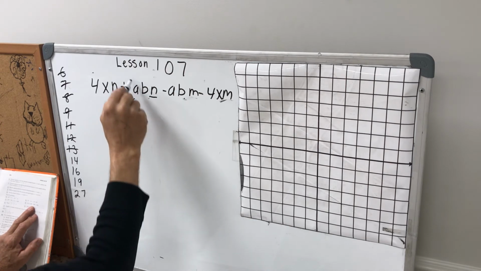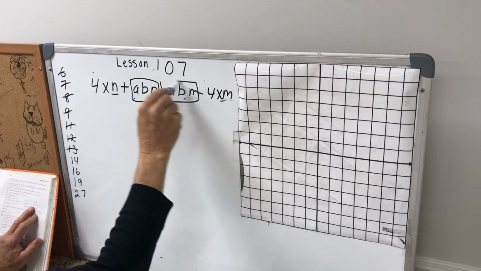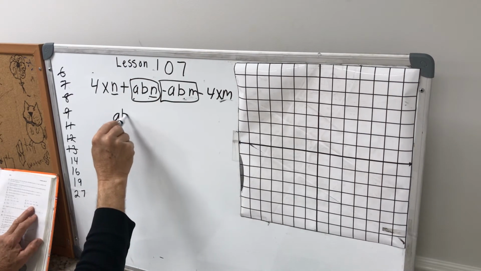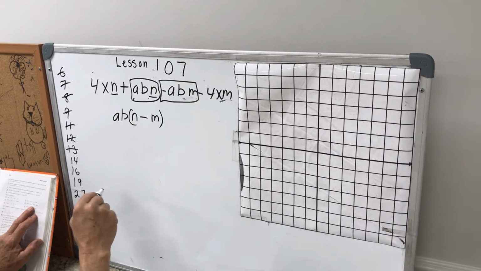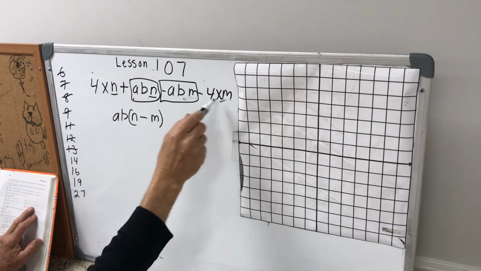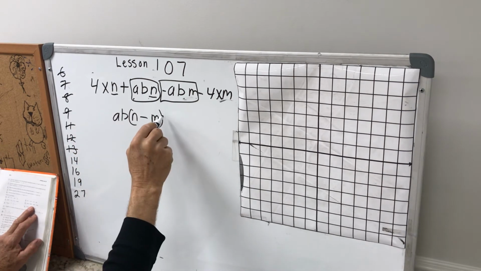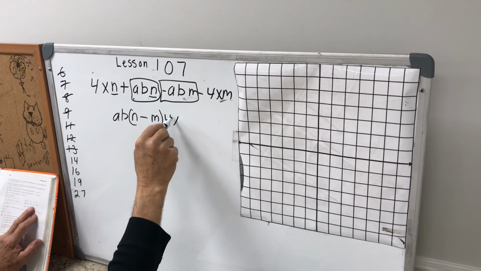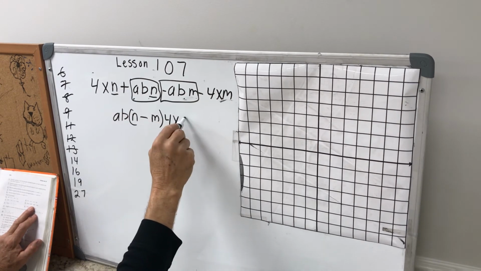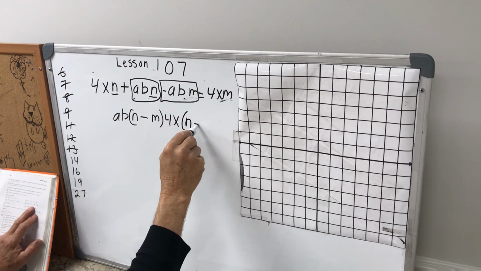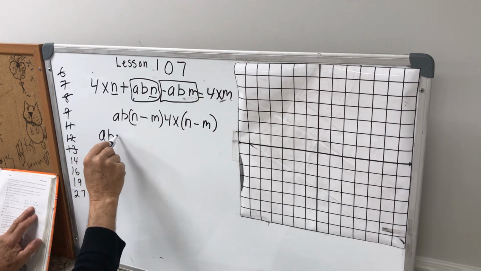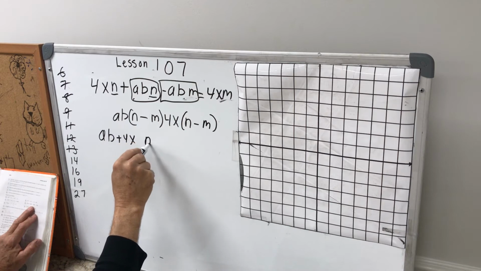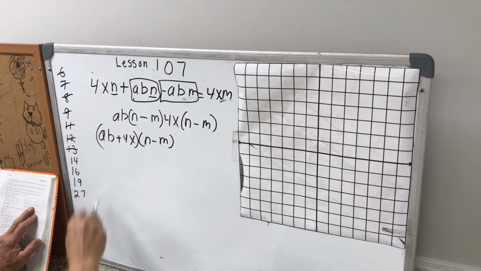So we're going to factor out, let me just do this. If we factor out the ab, we end up with n negative m. All right, and then we're going to do these, and we can factor out 4x, and we end up with, again, n negative m. There we got it. So we've got an ab plus 4x and an n negative m. That's number 14.